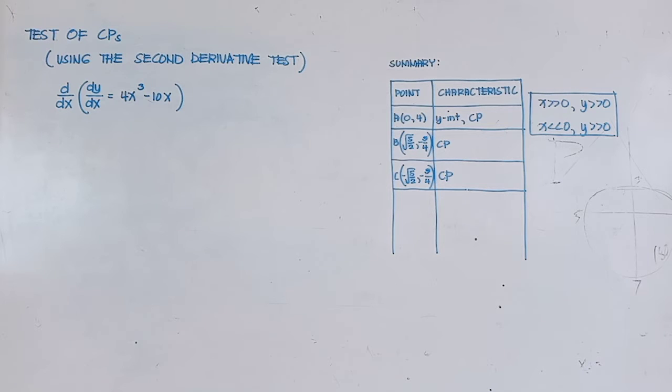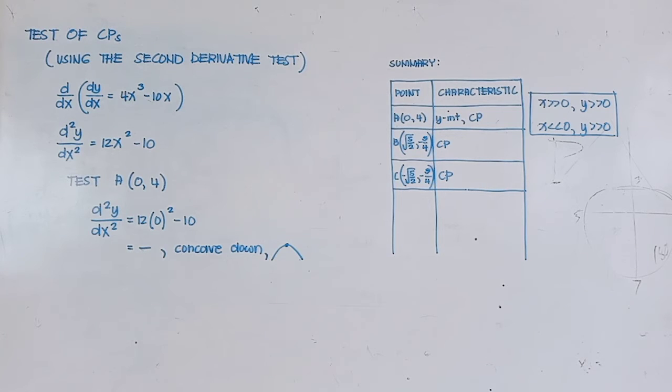Although we have another test that doesn't require derivatives, this is an easier method, especially if you already know how to determine higher order derivatives. Alright, knowing the second derivative, we are now ready to test all the critical points. Let's start with point A.